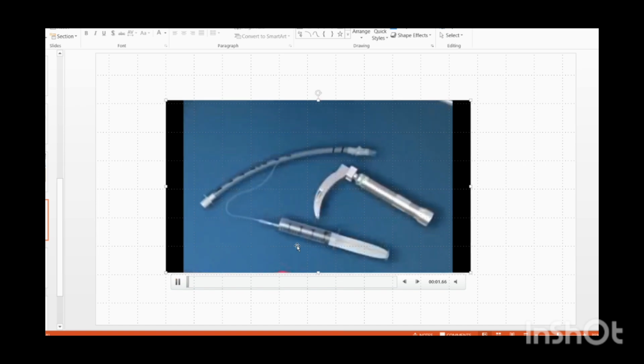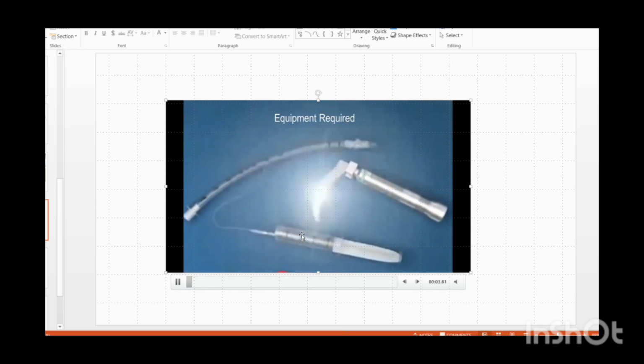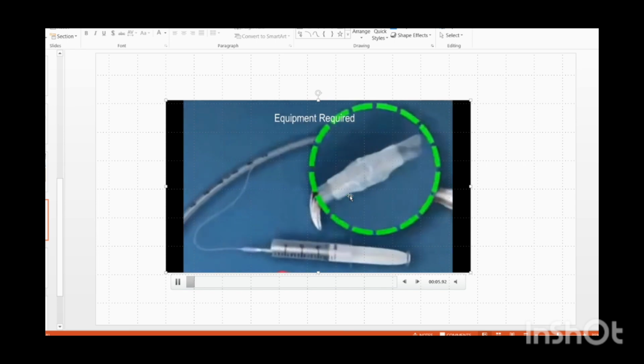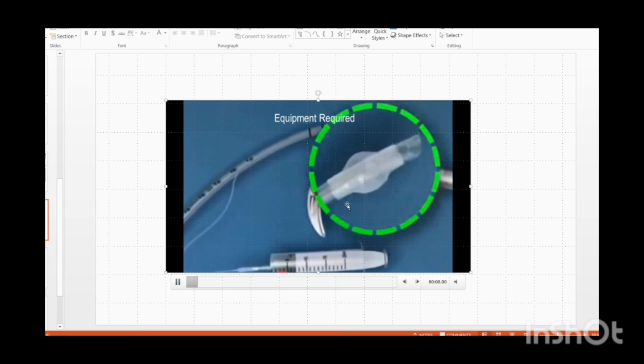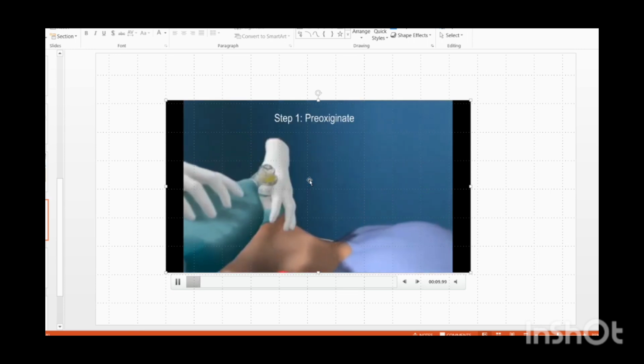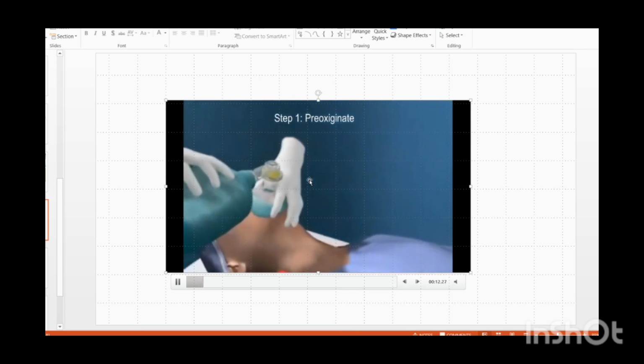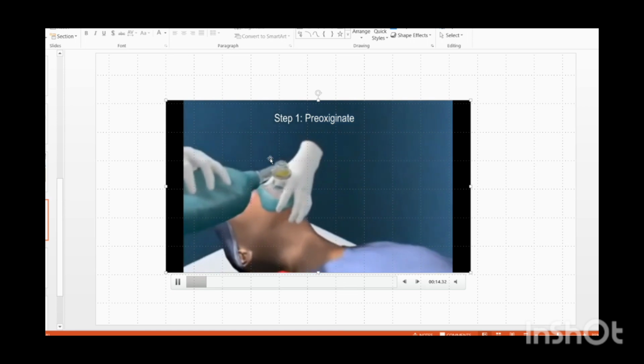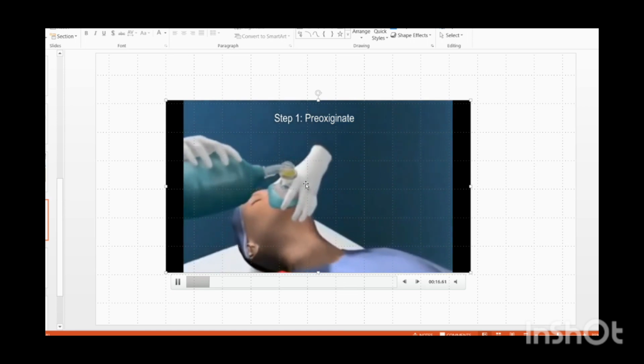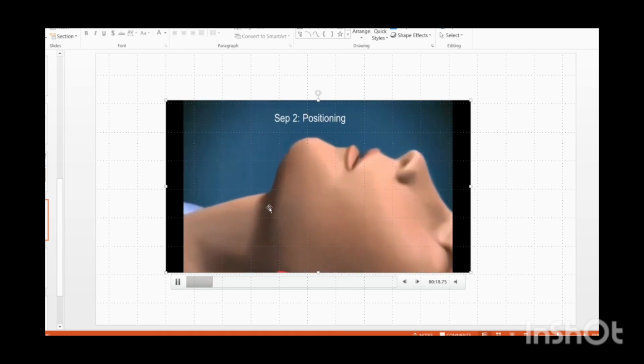See, first we want the ET tube, injection, syringe and scope. So they are checking whether the tube is good or not. If it is not good, then we have to replace it. Then they are doing pre-oxygenation here, for 2 to 3 minutes. 100% oxygen should be delivered.